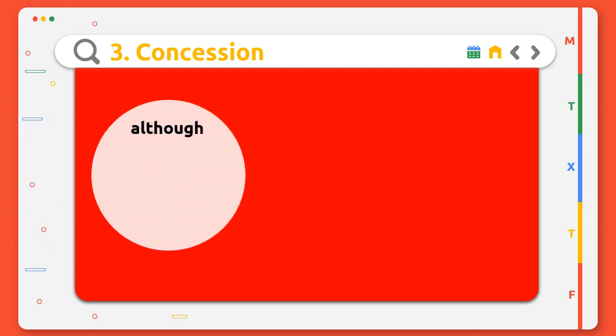The next category of subordinating conjunction is concession. In this category, concession indicates that an action or an event takes place despite having a certain problem or obstacle. Therefore, the most common subordinating conjunctions in the category are as follows. The first one is although. Although the apartment is small, it is nicely decorated.